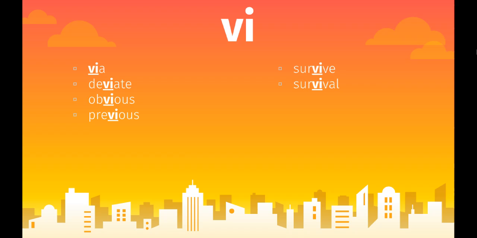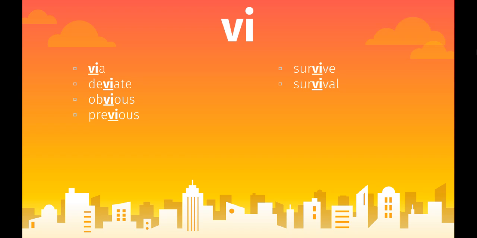So your words with the root V or vi are via, deviate, previous, obvious, survive, and survival. So I broke them into two different groups. The group on the left sounds like V. It's spelled V-I, but it sounds like V. Via, deviate, obvious, previous. So for via, I would sound it out.